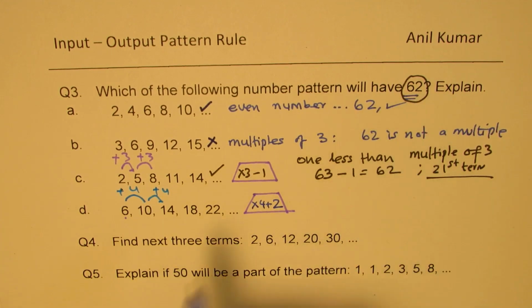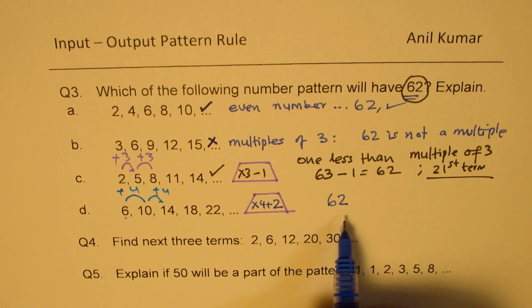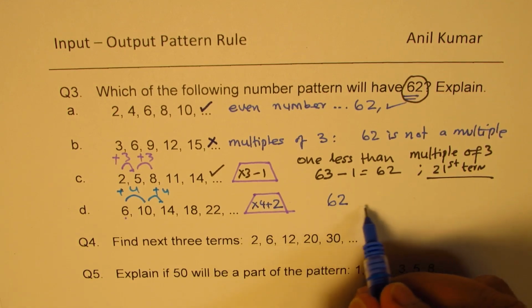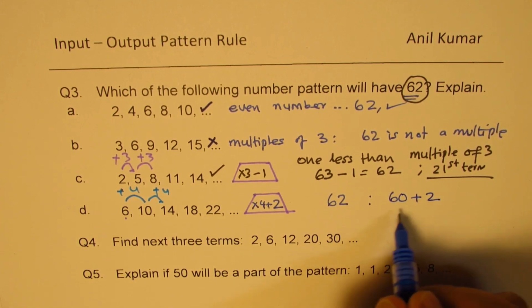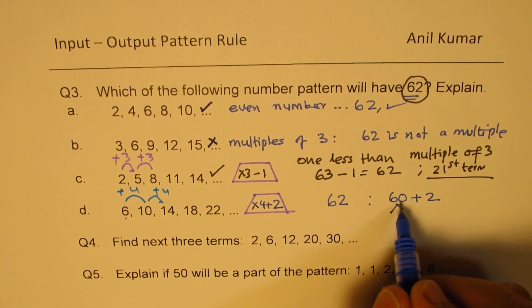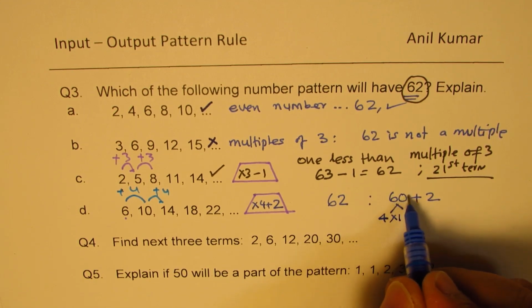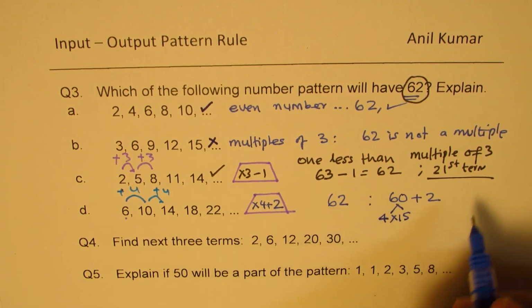Now, 62. So what is the multiple of 4 very close to 62? If I do 60, 60 is a multiple of 4, right? So we know 60 plus 2 is 62 and 60 is divisible by 4, right? So 4 times 15 is 60. So therefore 15th term.